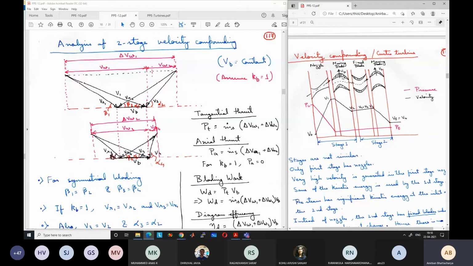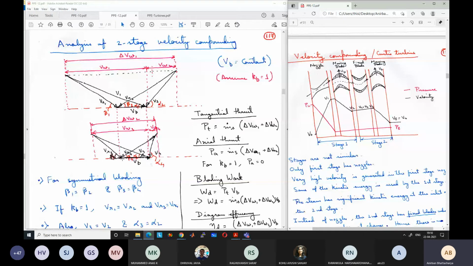So vector addition of Vr3 and Vb gives us V3. So relative velocity Vr3 at an angle beta 3 plus Vb is equal to V3 at an angle alpha 3. And the flow goes out at an absolute velocity of V4 at an angle alpha 4. The relative velocity at the exit is Vr4 at an angle beta 4 and the vector addition of Vr4 and Vb will give us V4. Okay. So these are the two velocity diagrams.